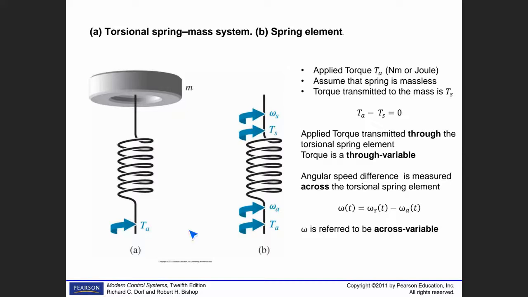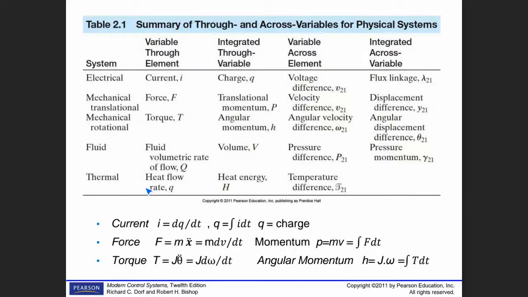I brought those pictures not from Ogata's book. This is Bishop and Hoft's book. I believe it handles the matter more comprehensively. Bishop and Hoft's book considers that some values are through the torsional element, the through variable, torque. Torque is equal. However, a cross variable is speed. Now, this is the general representation of this one. For the electrical one, current flows in, so it's a through element. But charge, you know the famous equation.